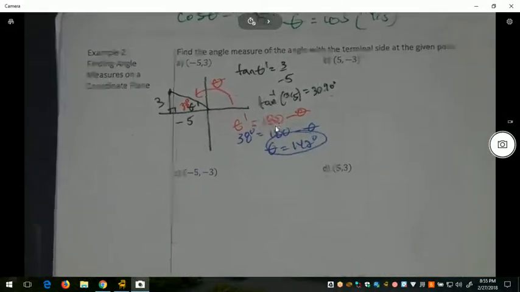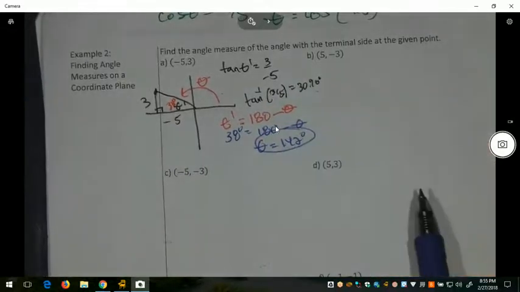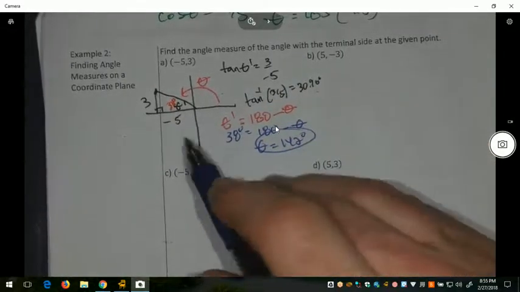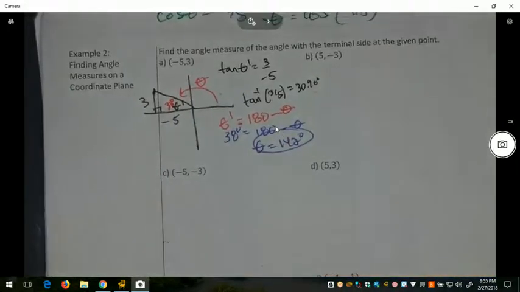We could do all that. Right now, I'm not going to worry about the negative. We'll talk more about that in class. Right now, we're going to treat it as positive just to find this reference angle and then use what we know about reference angles to find the actual angle.